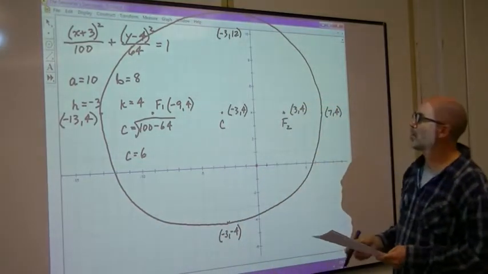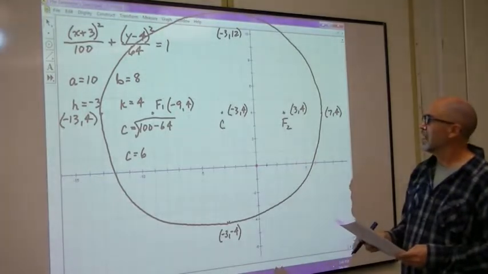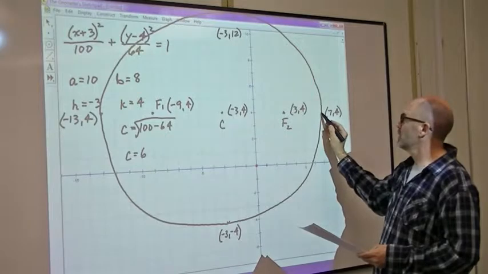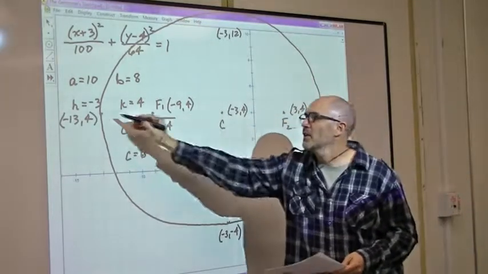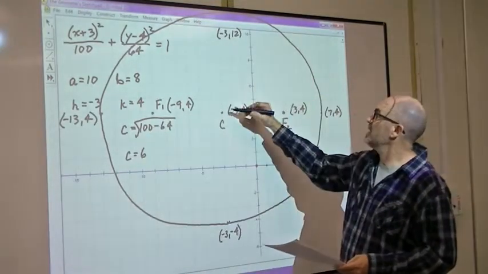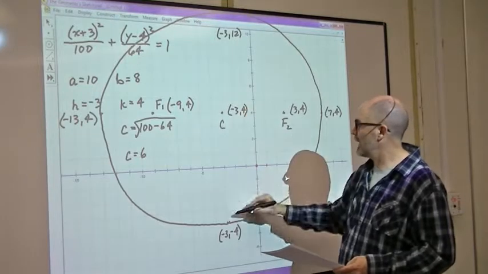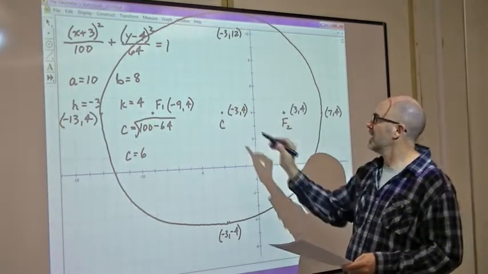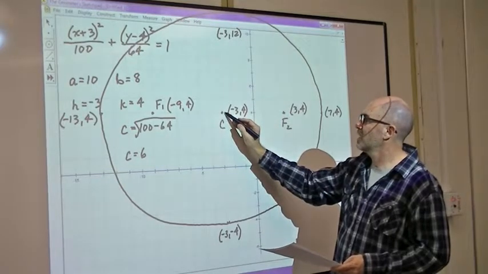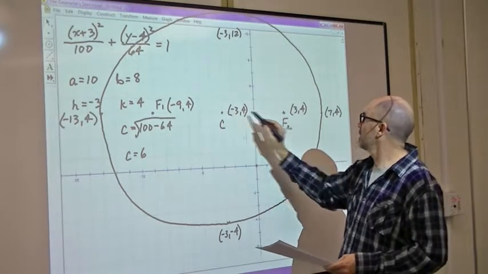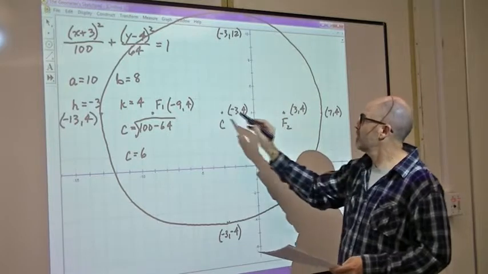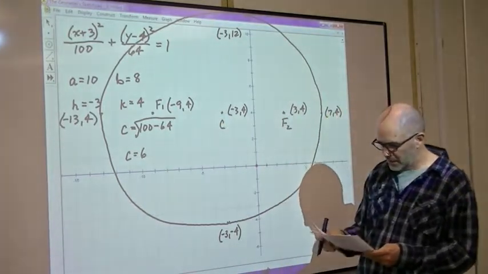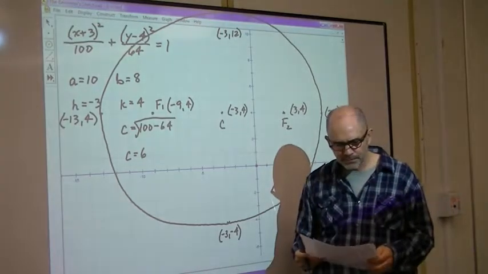All right, so there are all my parts. I've got a is 10, the distance from center to right, center to left. That's a. b is 8, the distance from center down or center up. And c, small c, is going to be 6, the distance from center to right focus and center to left focus. That's it. Okay.